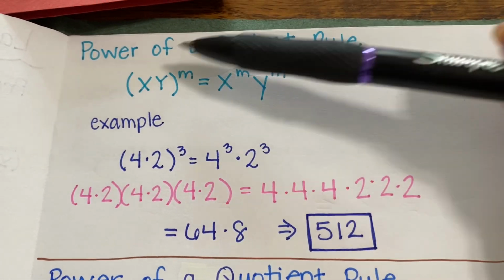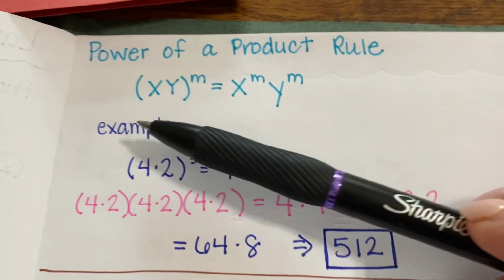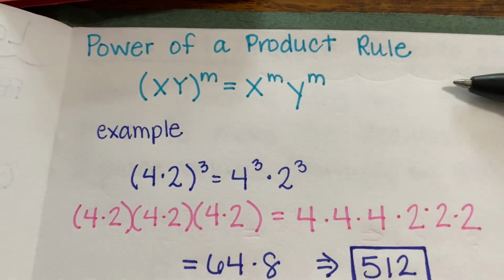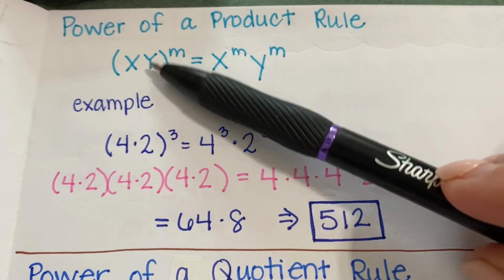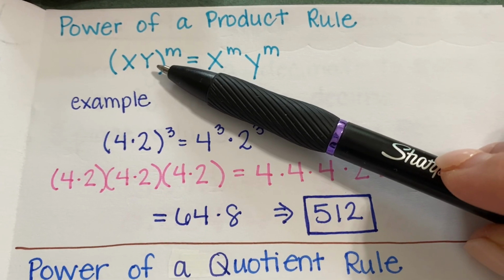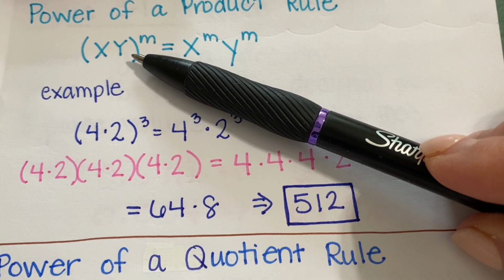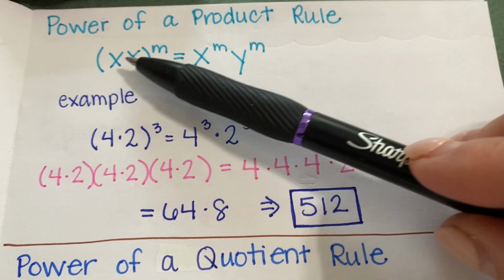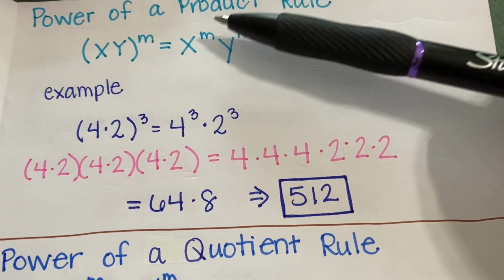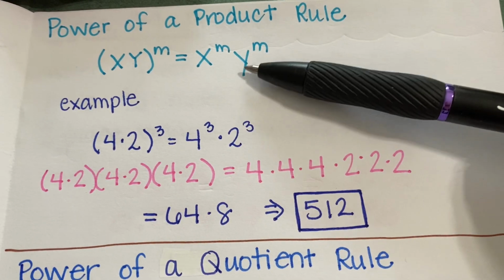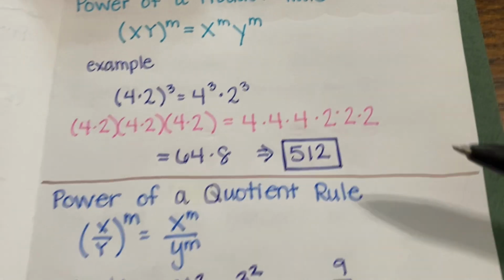Power of a product rule. So I don't believe you have any of these on your assignment, but if you do, you have X and Y, they're variables that represent two different numbers. So it's X and Y to the M power, which means X to the M power times Y to the M power. And here's an example for you to follow.